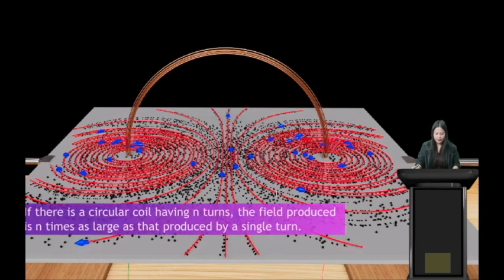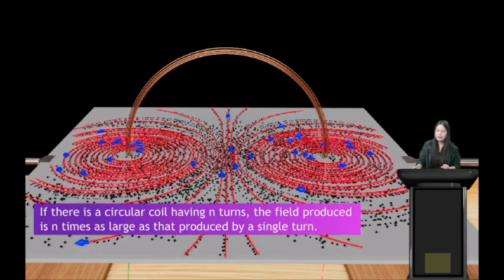Yes, students, it means that if there is a circular coil and the number of turns in the circular loop increases, the strength of the magnetic field also increases. So if there is a circular coil having n turns, the field produced is n times as large as that produced by a single turn.